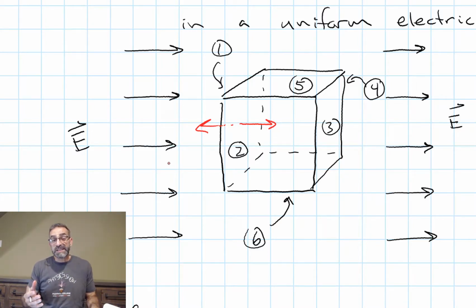Well, our definition is that when we have a closed surface, and we have a closed surface here, what is a closed surface? A closed surface has an inside and an outside. So this cube is a closed surface. It has an inside and an outside.